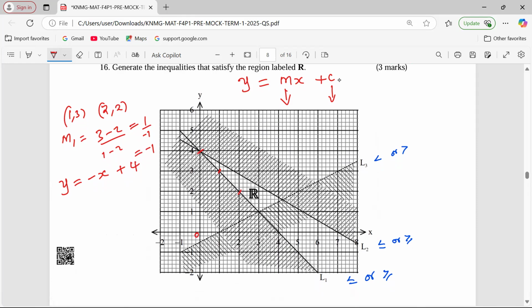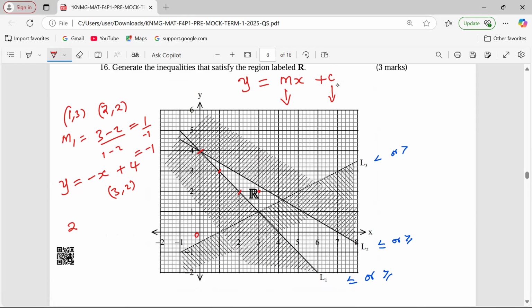So we identify a coordinate which is within the required region. That is the coordinate (3, 2). So we shall use coordinate (3, 2) throughout. With coordinate (3, 2), we can substitute in the equation. Where there is x, we put 3. Where there is y, we put 2.